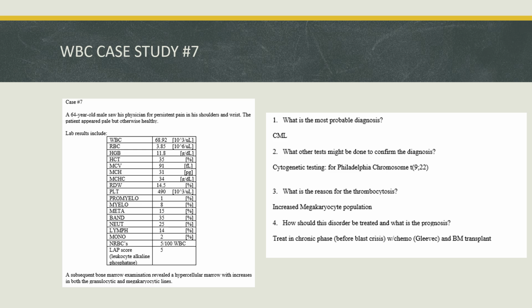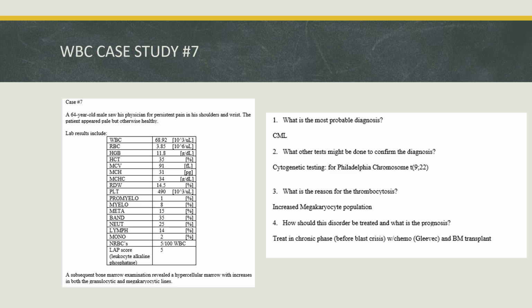So our white blood cell count is going to be 68.92. Red blood cell count is 3.85. Hemoglobin is 11.8. Hematocrit is 35. So the patient is a little bit anemic. MCV 91, MCH 31, MCHC 34, RDW 14.5, and platelet is 490. So that's a little bit high for a platelet count. So it's going in the other direction.